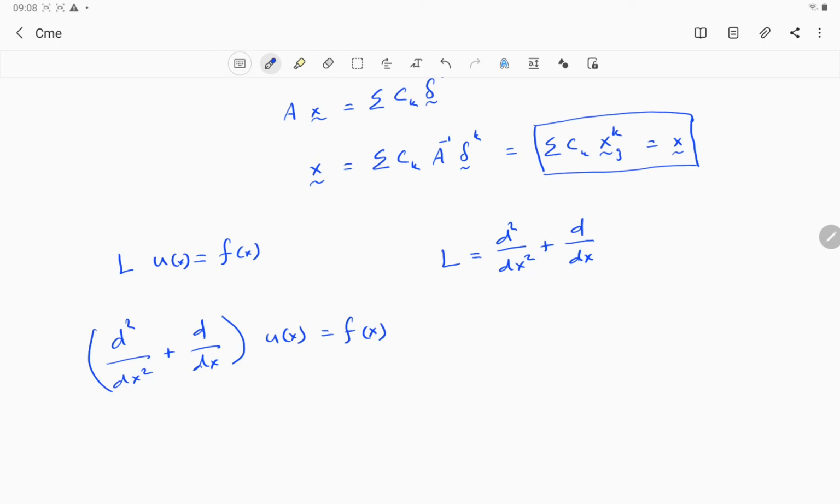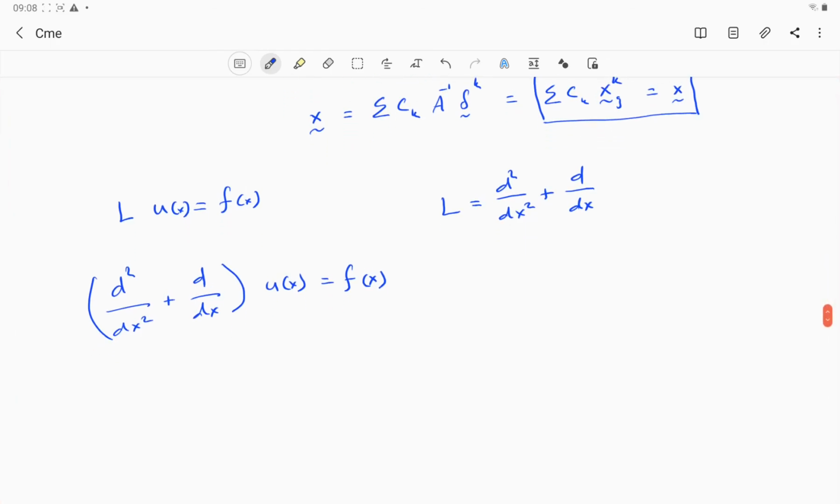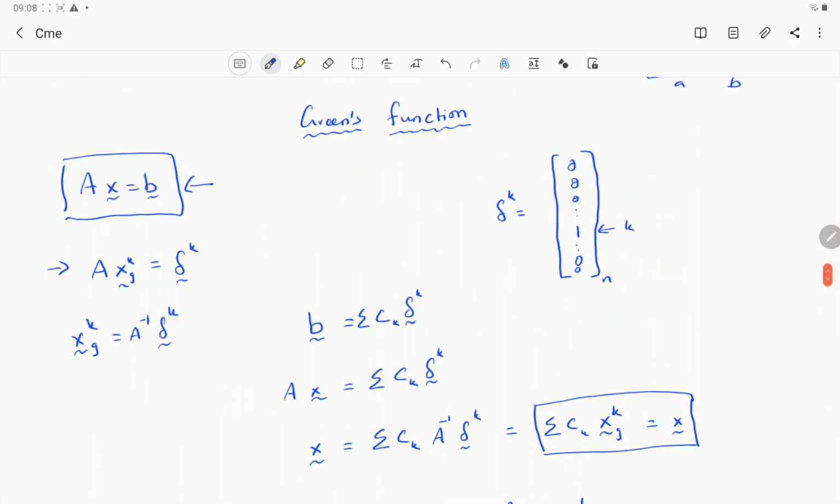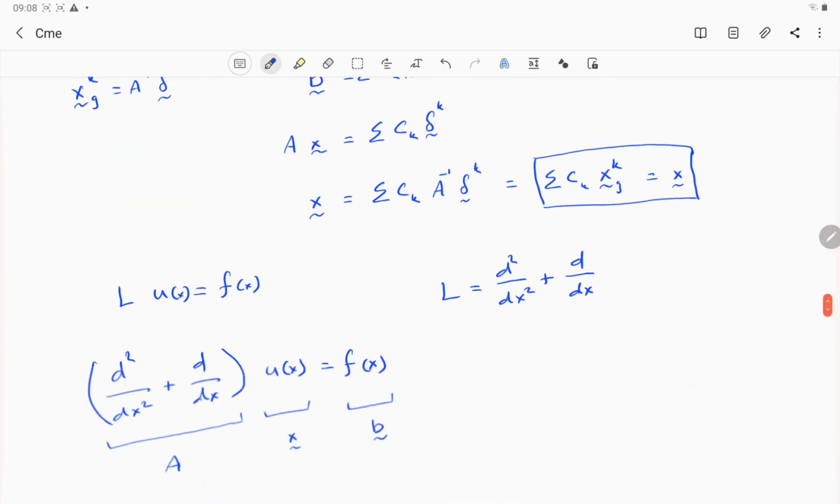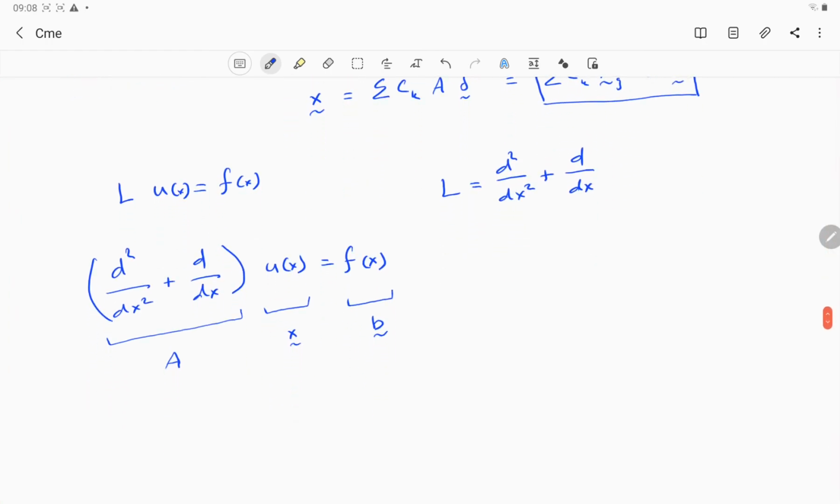Now imagine this as the x vector, and imagine this as the b vector in the discussion we had over here. So that's that, and for this we know the discrete function.